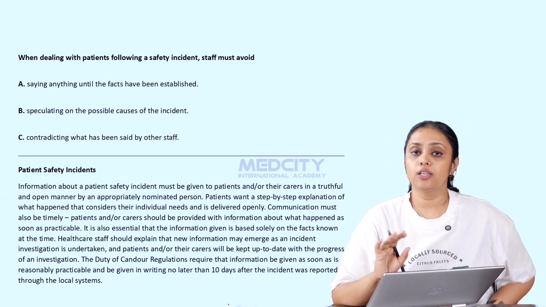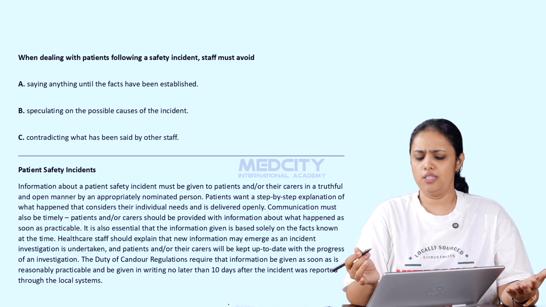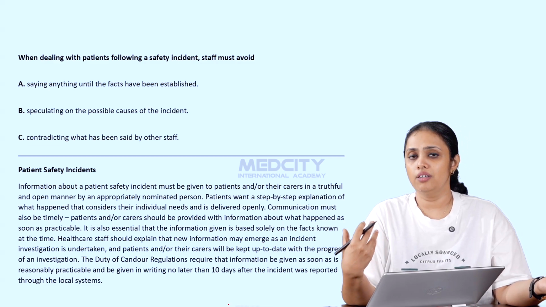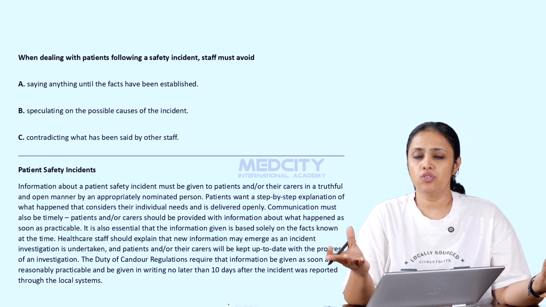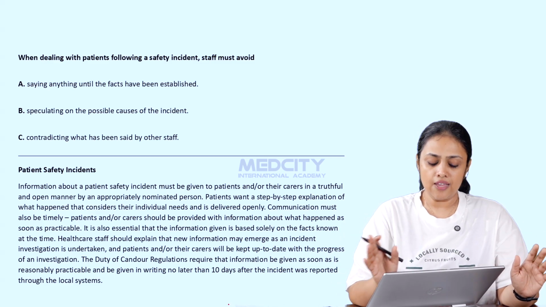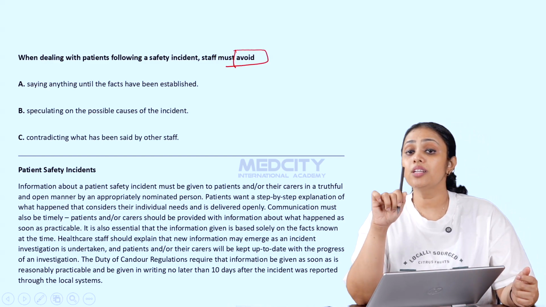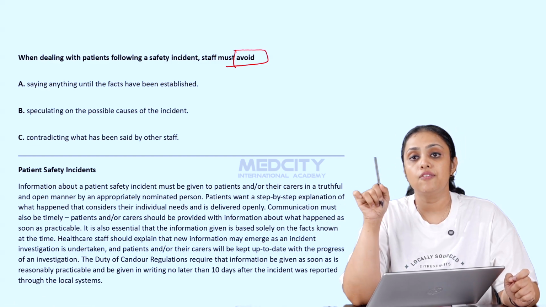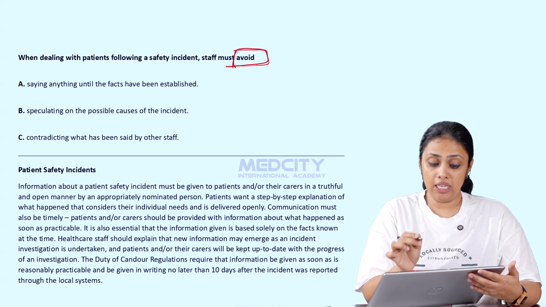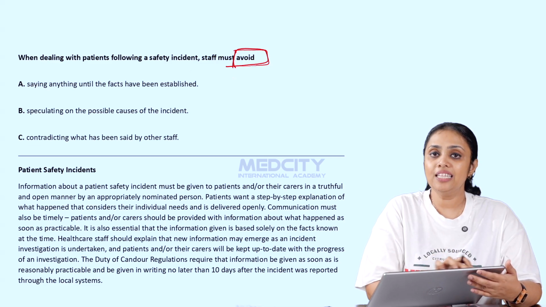Now let's analyze the question and the text. The question says that when dealing with patients following a safety incident, meaning any kind of unintentional incident like a fall or administering the wrong medication or the medication at the wrong dosage, all these are safety incidents. Staff must avoid, so what they should not be doing in case of safety incidents. When such words appear, you have to be careful to incorporate this word into the option. Only then the answer becomes complete.